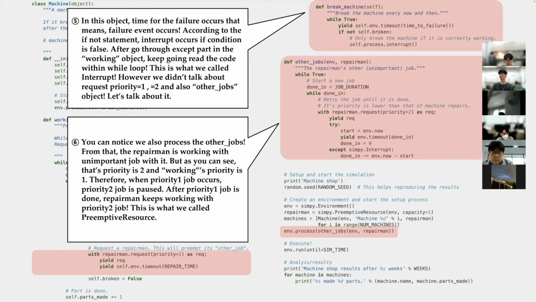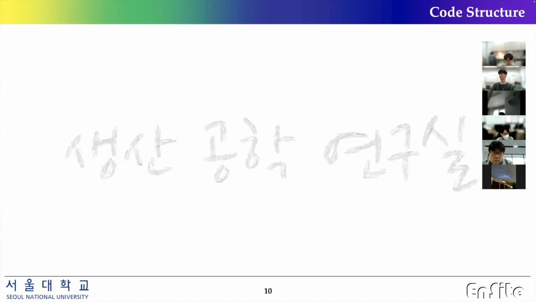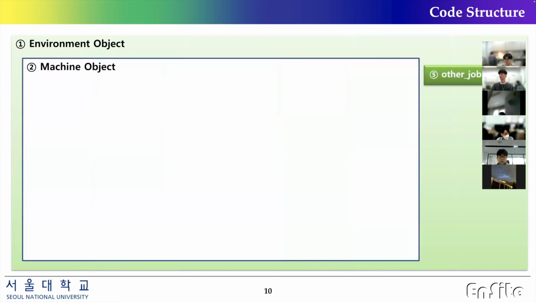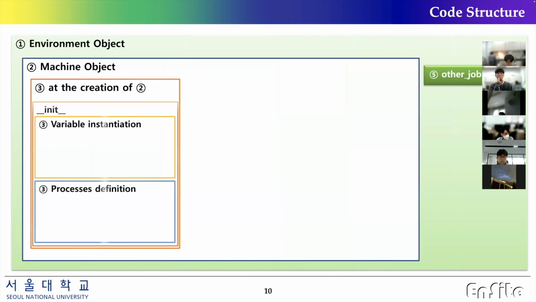Okay, this is the end of the explanation of this example. And finally, let's see the structure of the code. Initially, an environment object is created. Next, the machine object is created and the process method of the environment object.